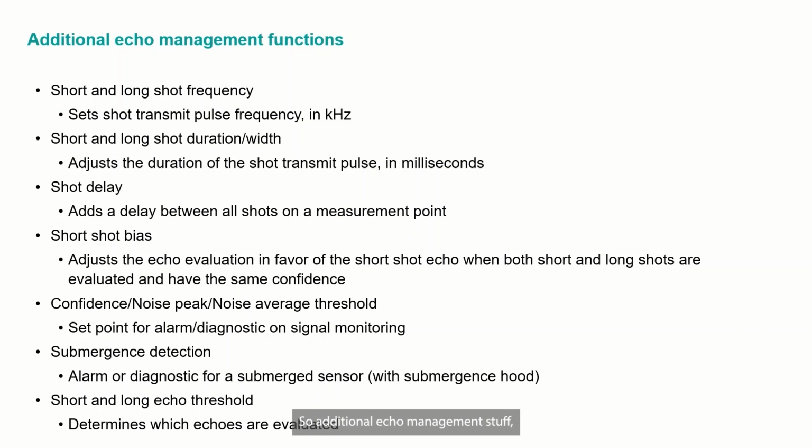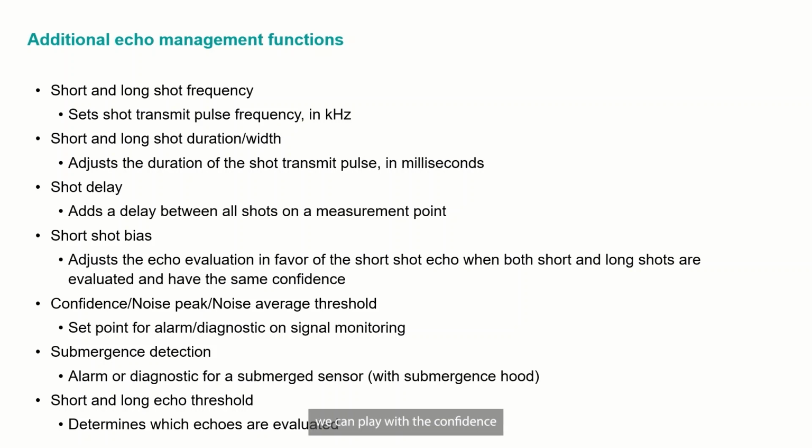So additional echo management stuff, again, we can change the short and long shot frequency of the sensor itself in kilohertz, our long and short shot duration and width. We can apply a shot delay if you want to delay in between all of your different shots per measurement point. We can adjust the short shot bias, which evaluates echoes between short and long shot, and if they have the same confidence, it favors the short shot, so we can favor it more or less.